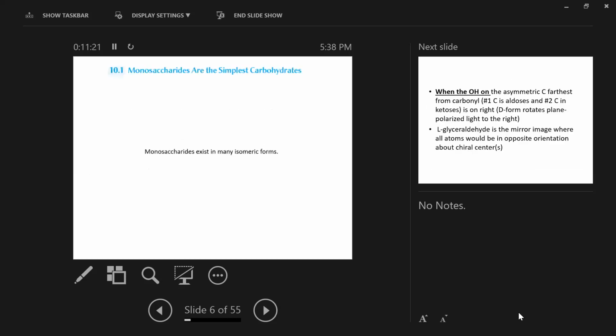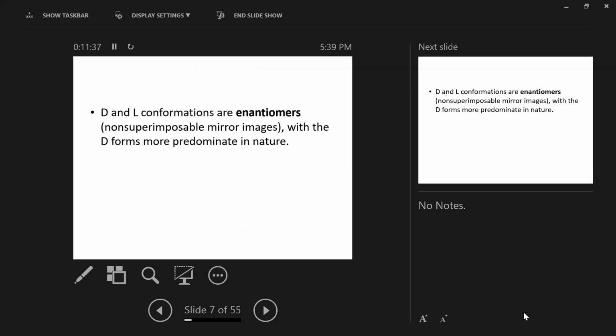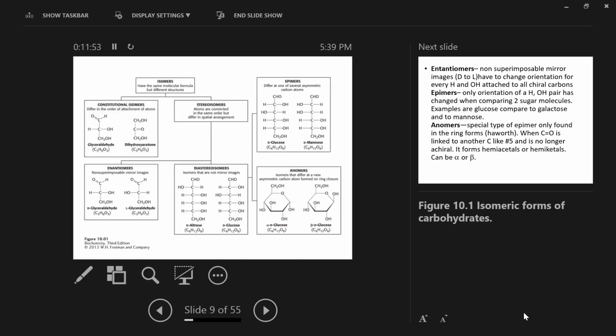So when we showed you the glyceraldehyde, the D form had the hydroxyl on the right, and L-glyceraldehyde had the OH on the left. Those are known as enantiomers. So mirror images are not superimposable on themselves, okay? And there's a term for those, D and L, called enantiomers. So there's a little bit of vocabulary here.